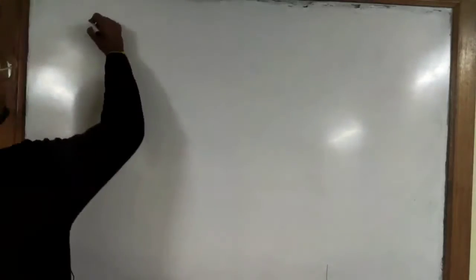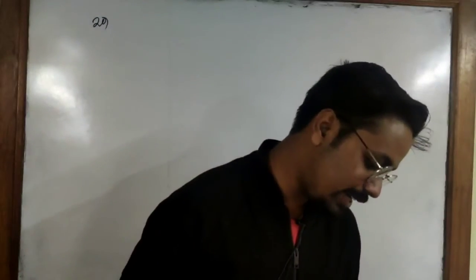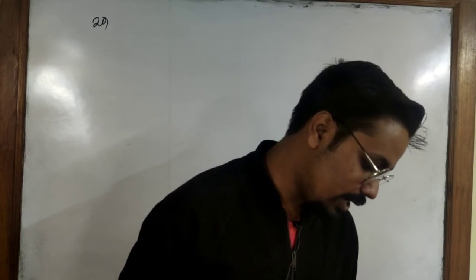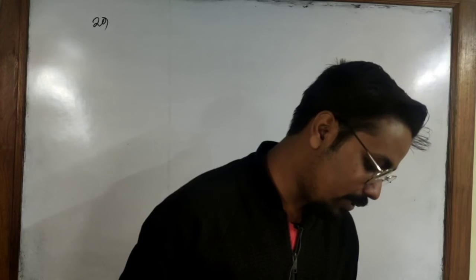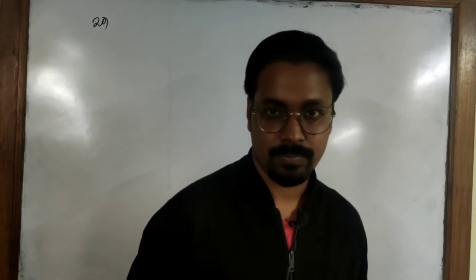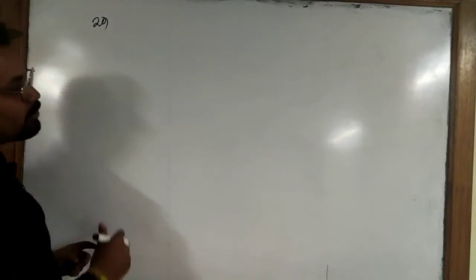So what is given in question number 20? It is said that the ratio of the sum of n terms of two arithmetic progressions is 7n plus 1 is to 4n plus 27. Find the ratio of the 11th term. So what do we have to do? Very simple sum. Question number 20.